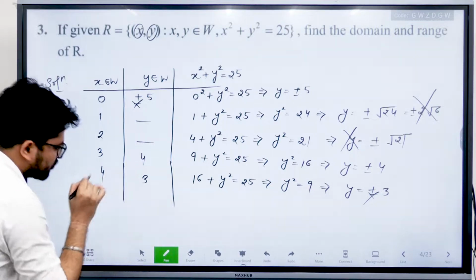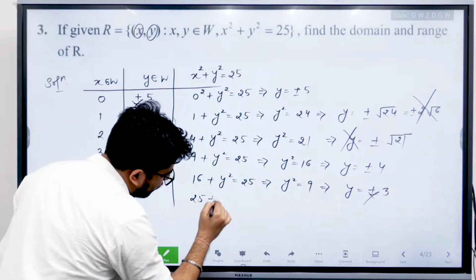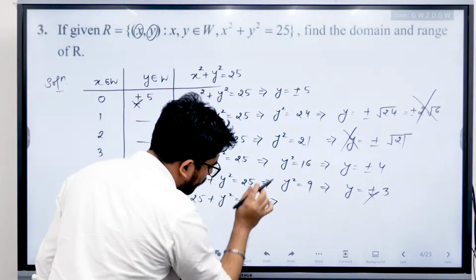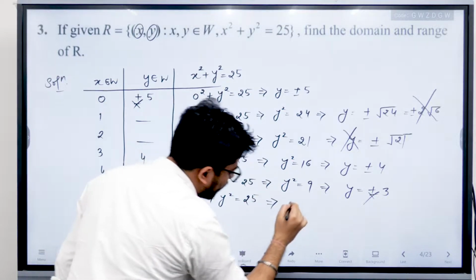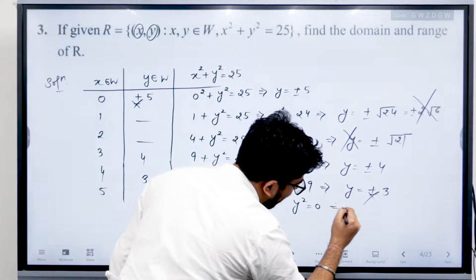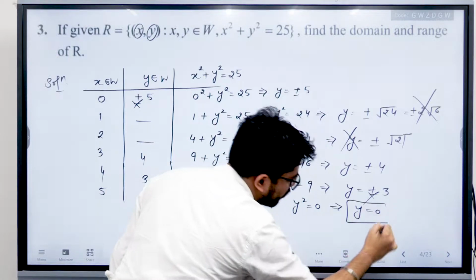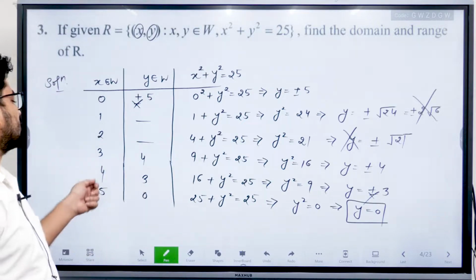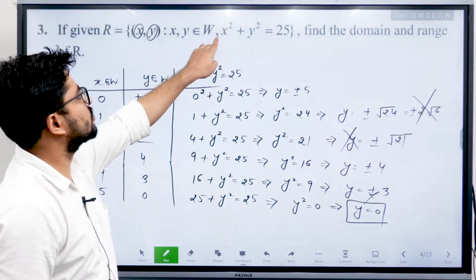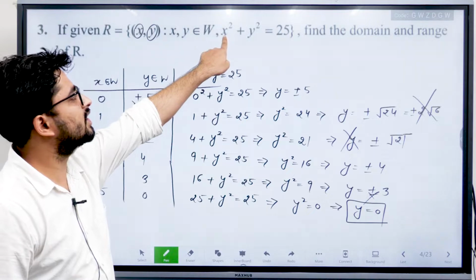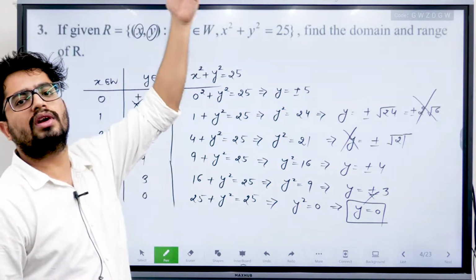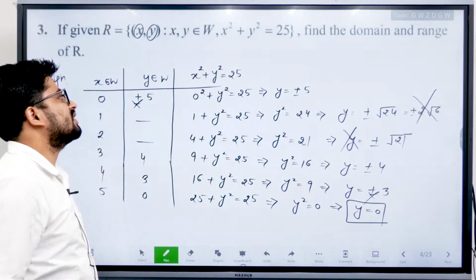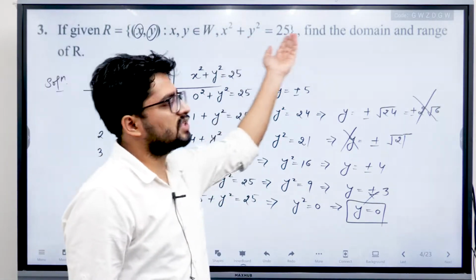Next one, x is 5. If x is 5, then 25 + y² = 25. From here we can conclude that y² = 0 and y = 0. This is a whole number, so you can take 0 here. Now we cannot choose any x which is greater than 5. Why? Because if you take any number greater than 5, then x² is greater than 25, and y² is a non-negative quantity. So your left hand side is greater than 25, which is not possible.